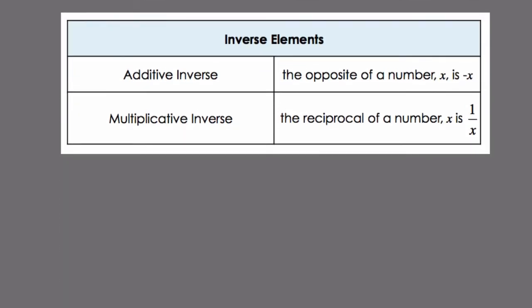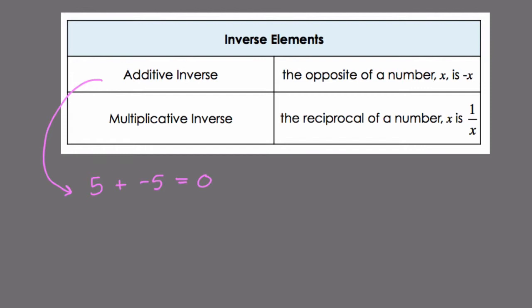Now we go to the inverse elements. The additive inverse, sometimes called the opposite of any number x, is negative x. Now the additive inverse, as we'll talk about in a moment, is the number you add to another number to get 0. So for example, let's extend this a little bit. If you have 5, you add negative 5 to 5, and then get 0. These two are the additive inverses of each other because their sum is 0.